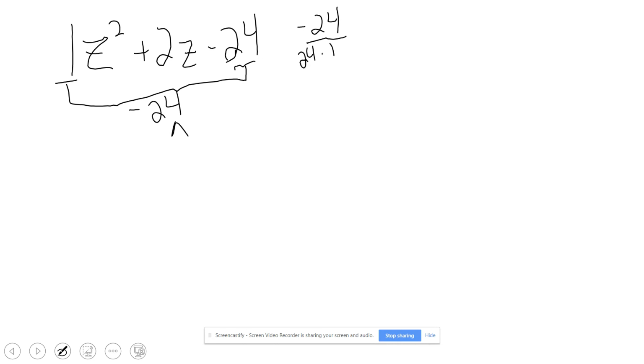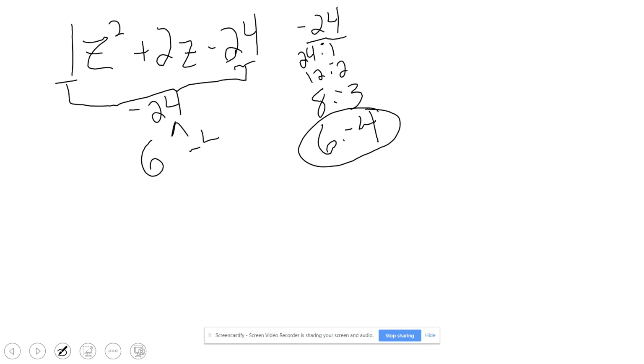So 24 and 1, 12 and 2, maybe make the smaller ones negative here. And let's see, we have 8 times negative 3, 6 times negative 4. Well, 6 times negative 4 is negative 24, and 6 plus negative 4 is positive 2. So we're going to do a positive 6 and a negative 4. So I'm going to drop down the z squared. It's a positive 6z, negative 4z, and then minus 24.